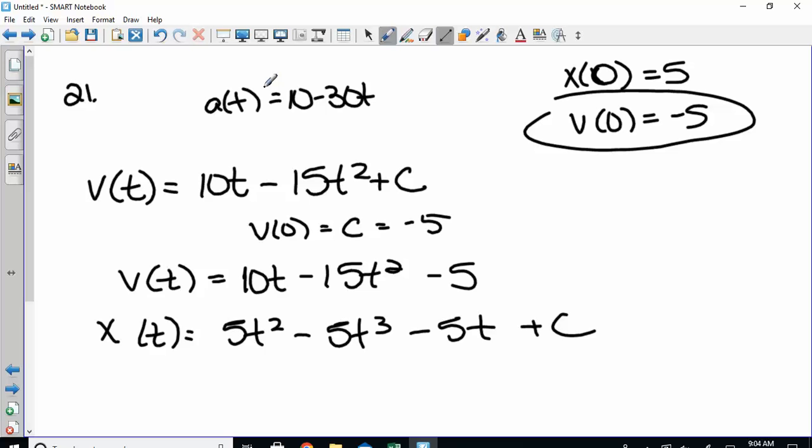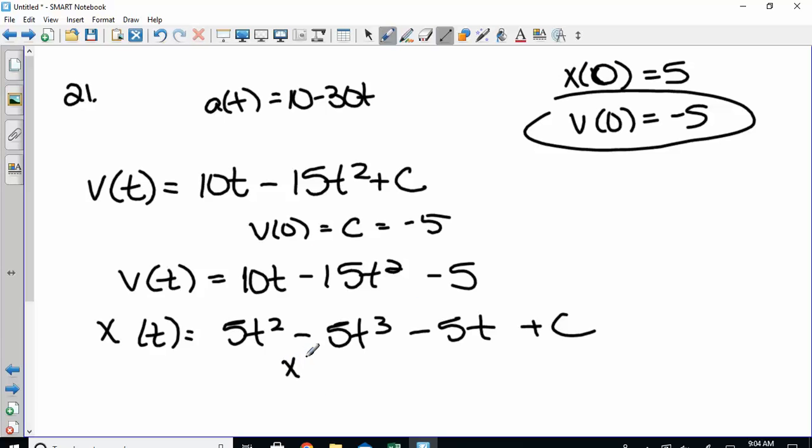The derivative of position is velocity, and the second derivative is acceleration. So we started down here. We do the antiderivative, that gave us velocity. Antiderivative again gave you position. Alright, so now we have to find our C.